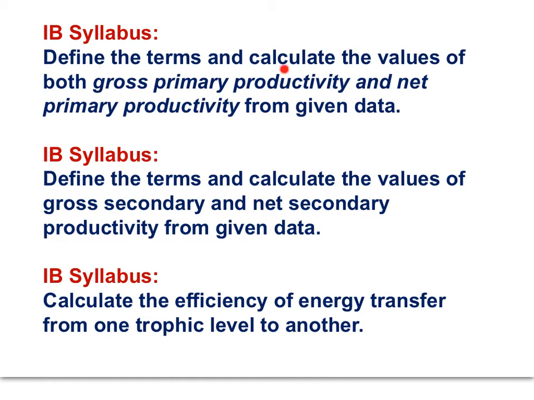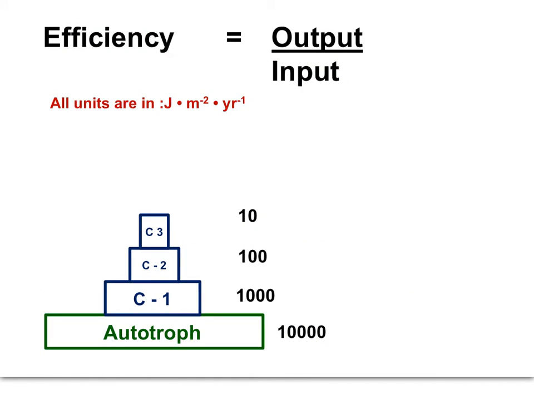Define the terms and calculate the values of both gross primary productivity and net primary productivity from given data. Define the terms and calculate the values of gross secondary and net secondary productivity from given data. Calculate the efficiency of energy transfer from one trophic level to another. Let's start with a close analysis of calculating efficiency of energy transfer from one trophic level to another.